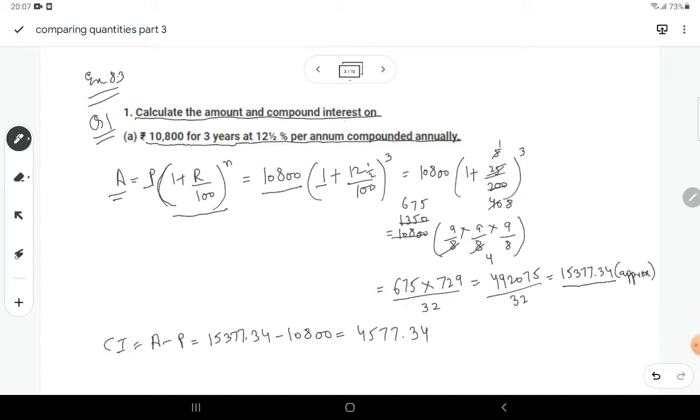15377.34 approximate. Formula for compound interest is amount minus principal, which is 15377.34 minus 10800, which finally gives the value as 4577.34.